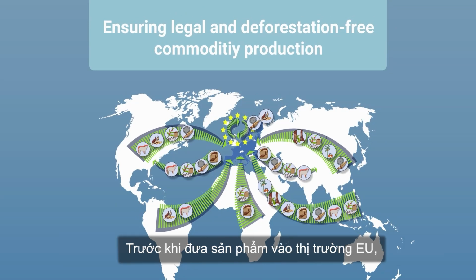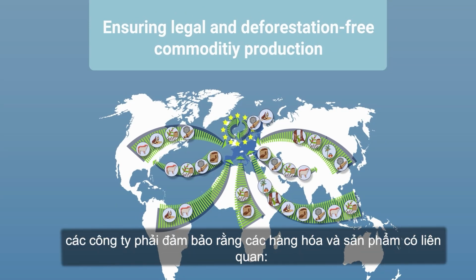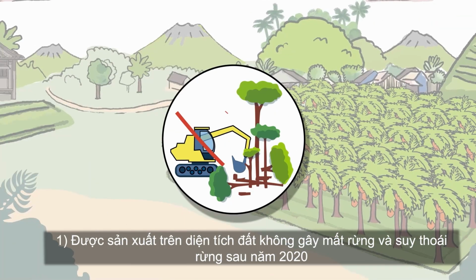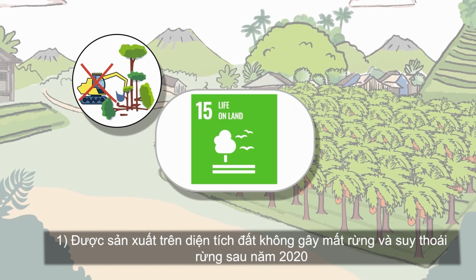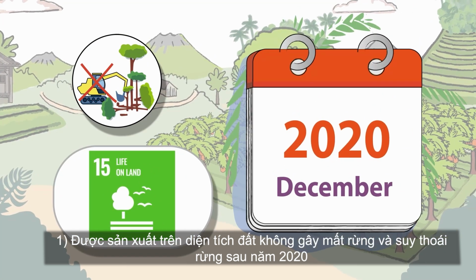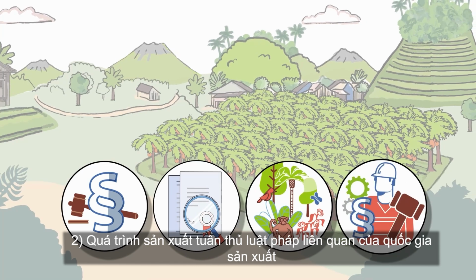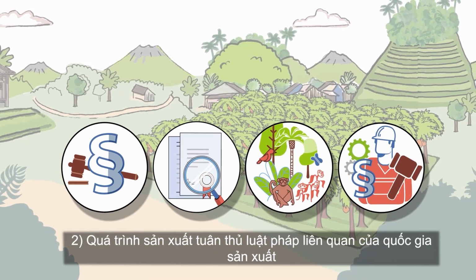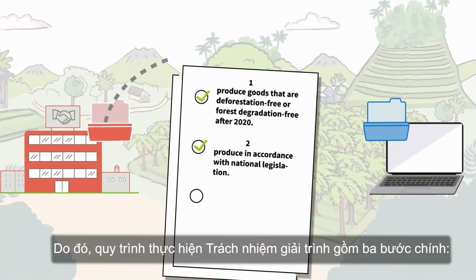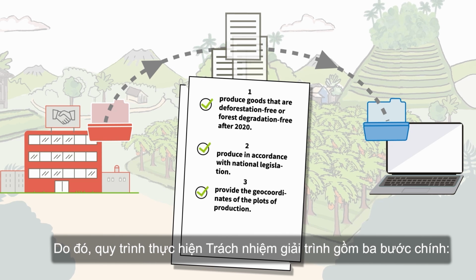Before placing their products on the EU market, companies must ensure that relevant commodities and products are: 1. Produced without deforestation and without forest degradation after 2020, and 2. Produced in accordance with relevant legislation of the country of production. Thus, a 3-step due diligence process is to follow.